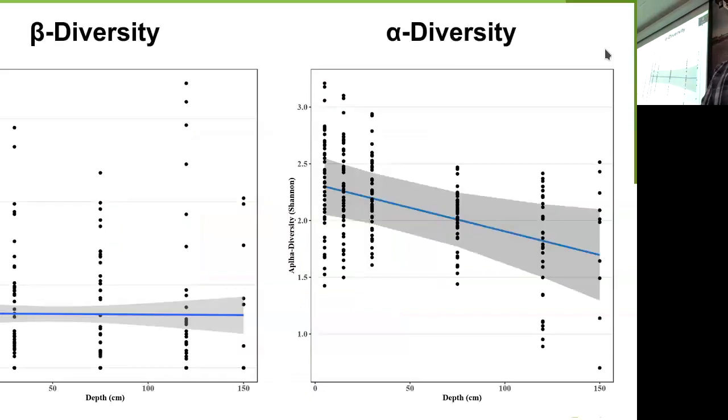Looking at depth, we didn't really see anything interesting. The line's pretty flat for beta diversity. Alpha diversity, we did see something kind of cool. So with depth, you see alpha diversity going down with depth. Interesting. Honestly, I expected to see the beta diversity not be flat. I expected the deep soils to be more similar than topsoils. We didn't really see that.